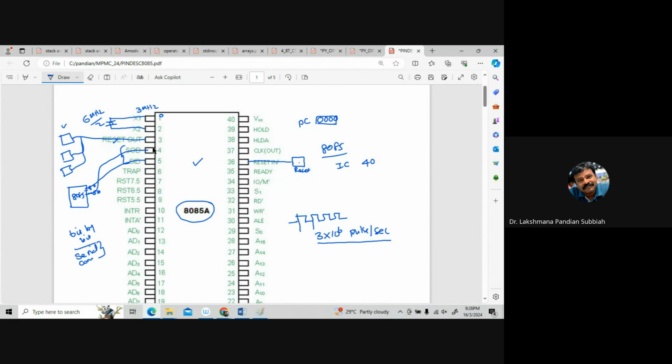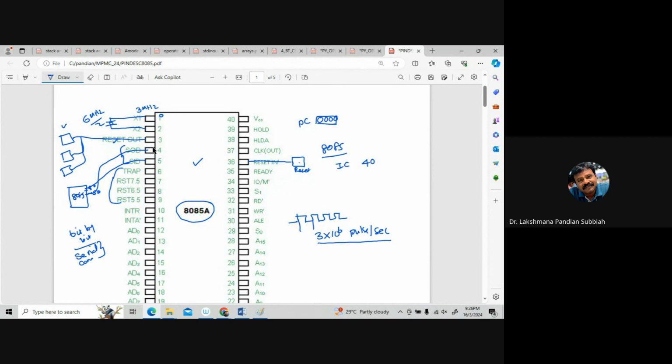Next we have the interrupt signals: TRAP, RST 7.5, RST 6.5, and RST 5.5. External interrupts can communicate with the processor by being connected to those pins.